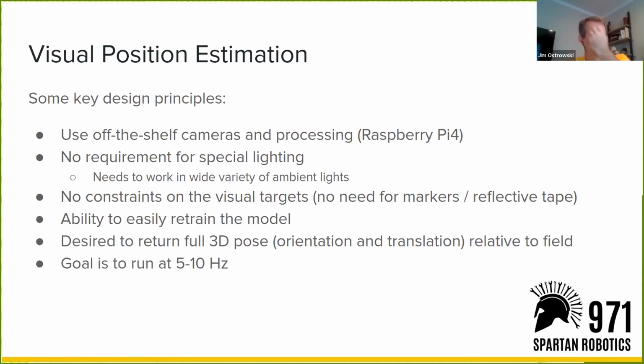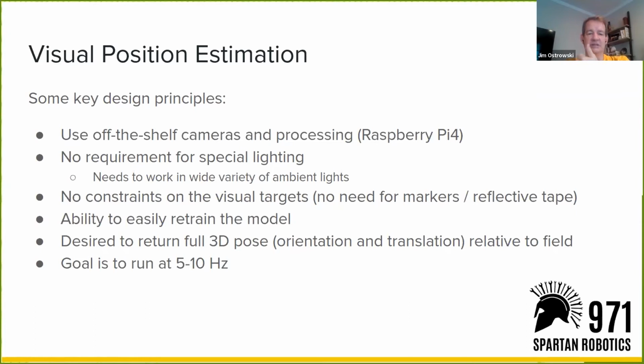We also wanted to try and get rid of any constraints on the visual targets. We didn't want to have to use the reflective tape. We were trying to move past that and not require any markers on the field. I will say the one catch here is that we are doing a visual feature extraction, and so we need targets on the field that have some visual richness. They need contrast or gradient or edges or corners in order for us to be able to detect them. So you couldn't have a plain white background and expect this to work. There needs to be some visually rich information on the field that we can use.